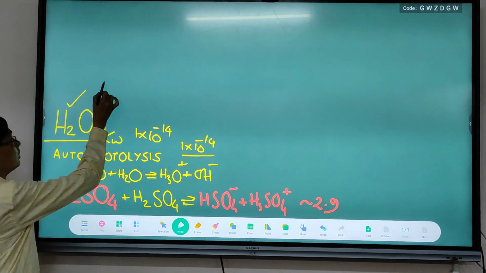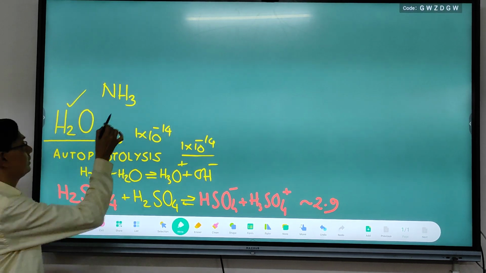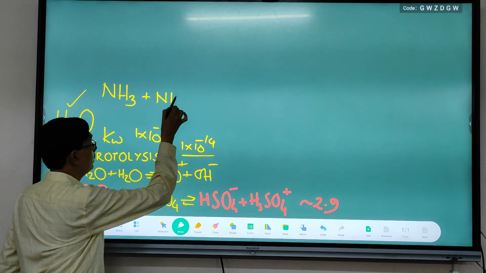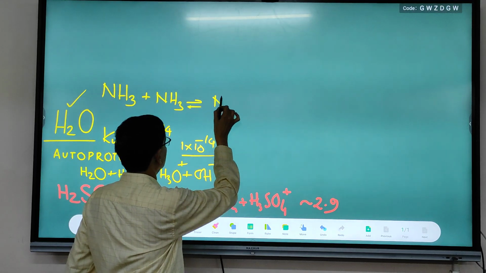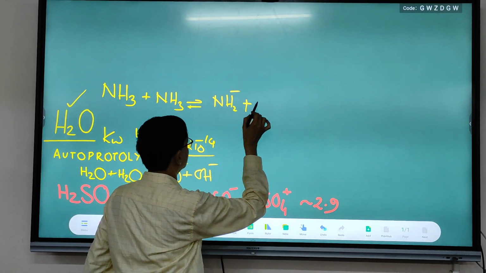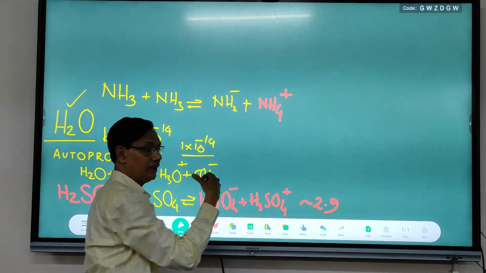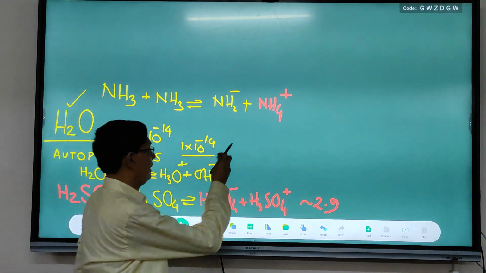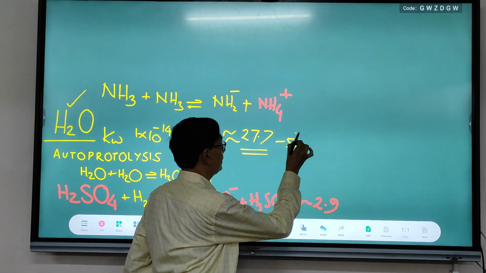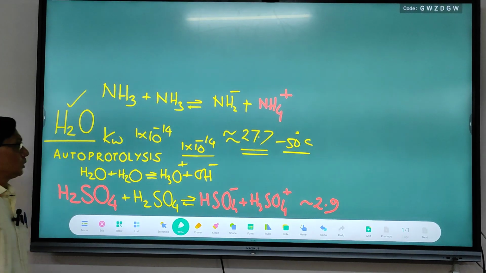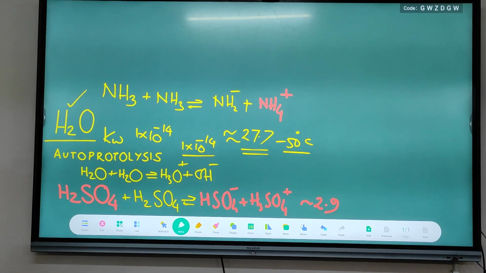But if I take ammonia, another example, autoprotolysis, when you will perform some experiment, so you know that it plus, so it is also self-ionization, but in comparison it is around I think 27 like that, approximately, and all values are of course at -50 degrees because of the ammonia, you know. So this type of autoprotolysis or self-ionization is very important.